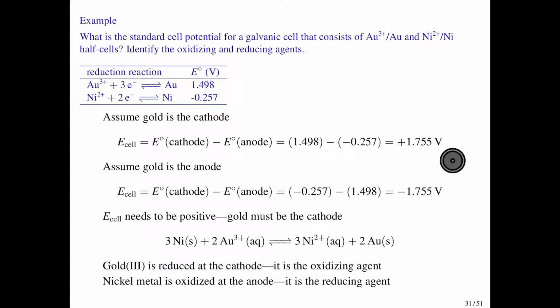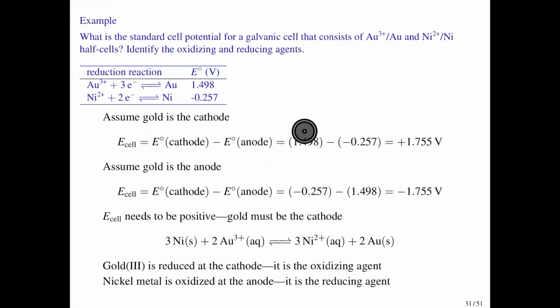If you do this the other way, that is, if you assume instead that gold is the anode and take the nickel to be the cathode, you get the opposite sign, a negative value. And one of the rules that we looked at just a little while ago was that for spontaneous chemical reactions, the cell potential will be positive. And so this is the correct way to think about these two electrodes. The gold is the cathode and the nickel is the anode.